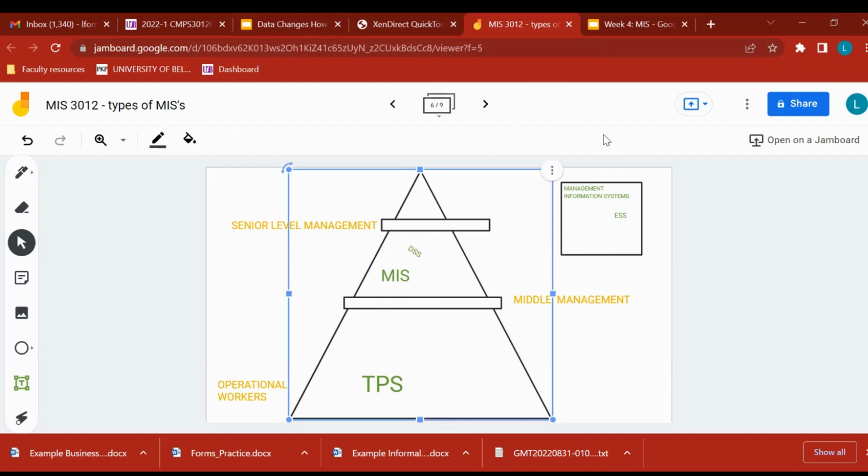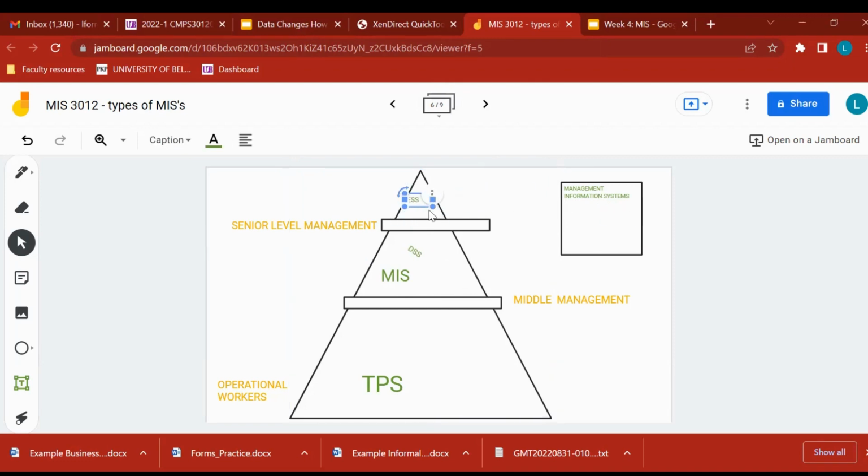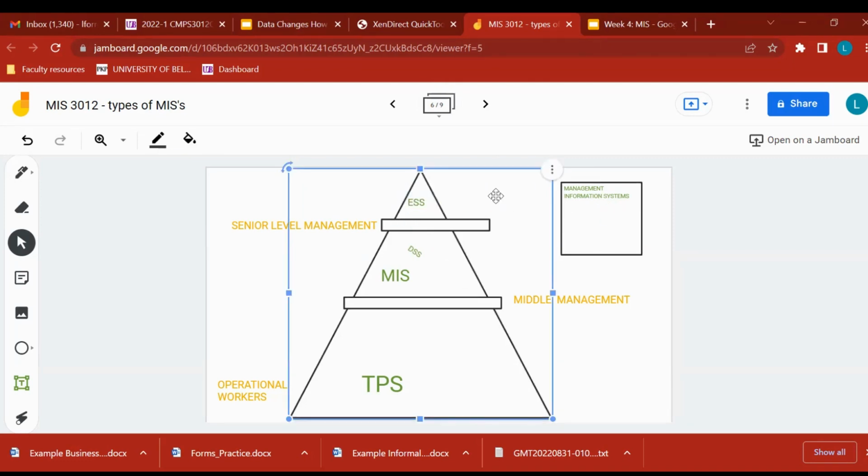So the last person I'm going to call is Keisha. Where does the executive support system go? Operational, senior, or middle management? The senior. That's correct. Very good, Keisha. All right, so as soon as you hear the word executive, you know that this goes all the way at the top. Transactions are done by lower level management or your operational workers. And then DSS and MIS, those both fall in the middle.